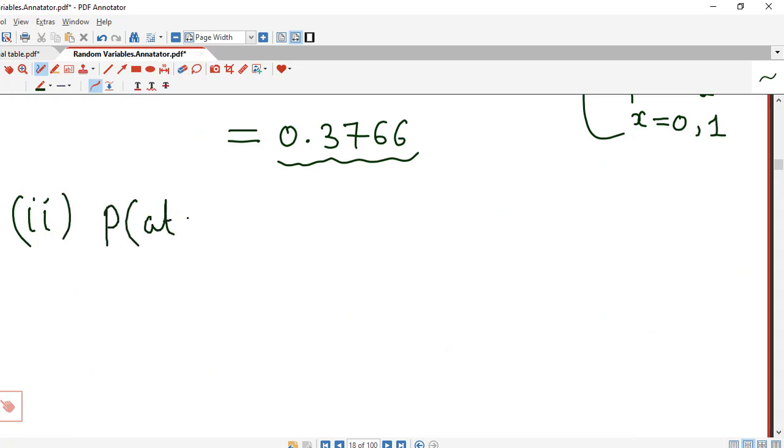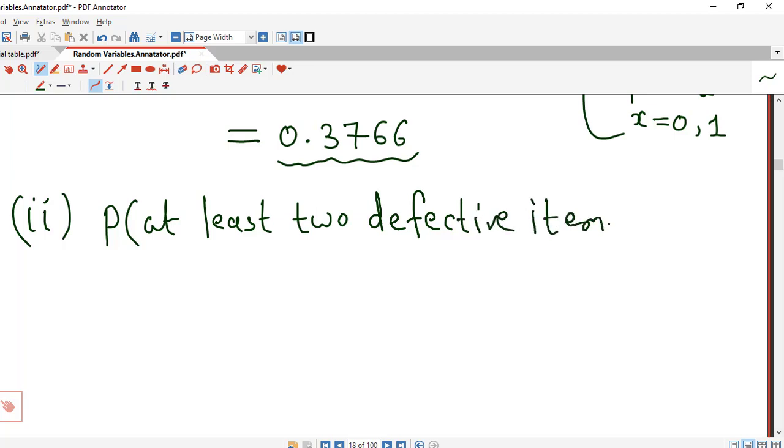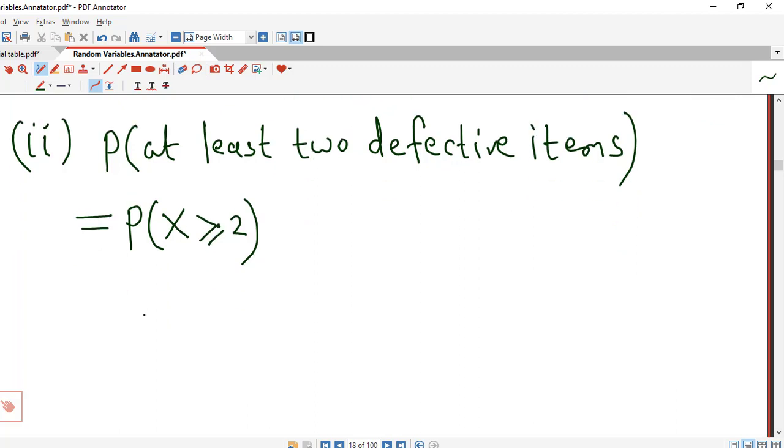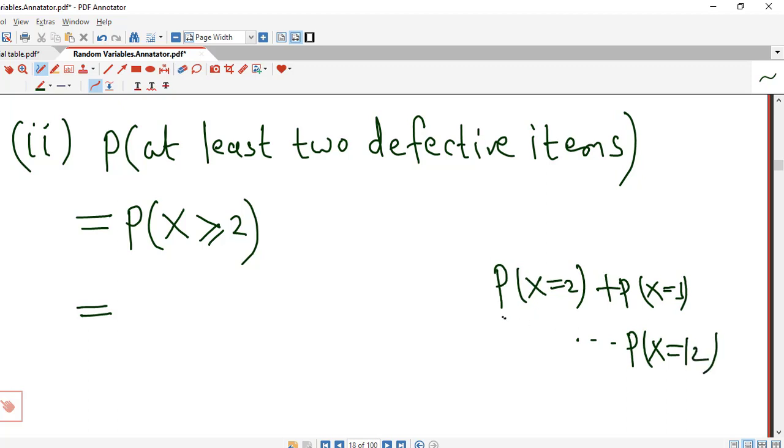Probability of at least 2 defective items. At least 2 means either 2 or greater than 2. So we can represent this as the probability that x can take 2 or more values, so probability that x is greater than or equal to 2. That means we have to calculate all these probabilities, x equal to 2 plus x equal to 3 up to x equal to 12. So here we have large calculations.